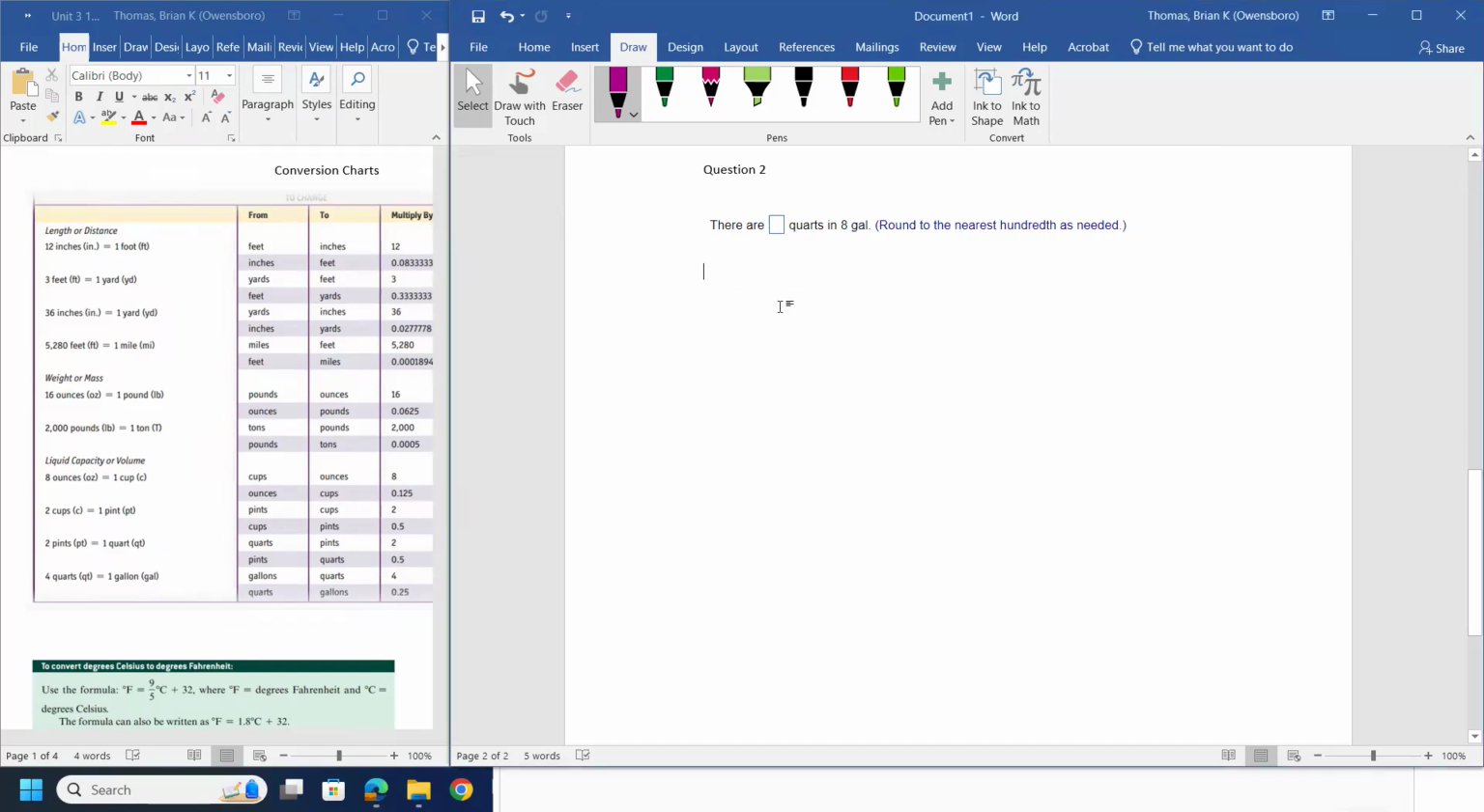So to do this, I can draw a big G. And then inside the big G, we know there are 4 quarts in 1 gallon. So there's 4 Qs in a gallon. And then on each Q, we know there's 2 pints per quart. So we can go like 2 Ps for each Q.